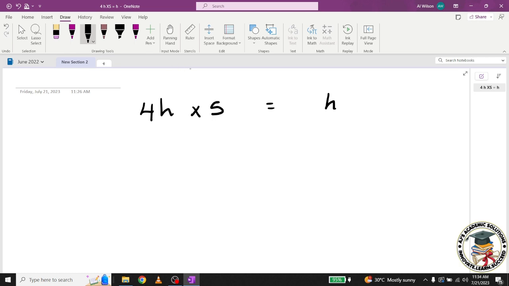So we have identified the variable as h. Like before, we look at our coefficients, which is 4, and our operation, multiplication, times 5, which is 20. So here, 4h times 5 is equal to 20h.